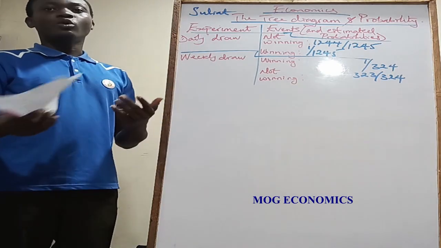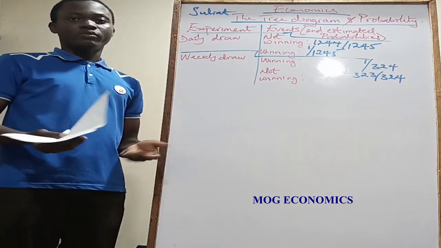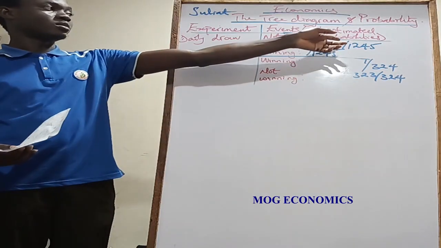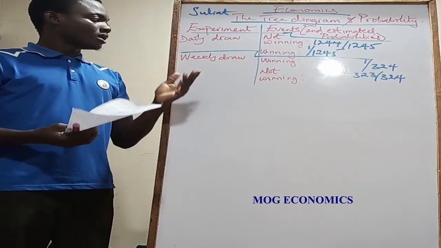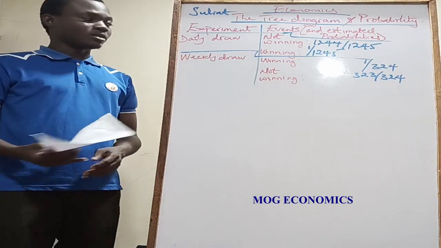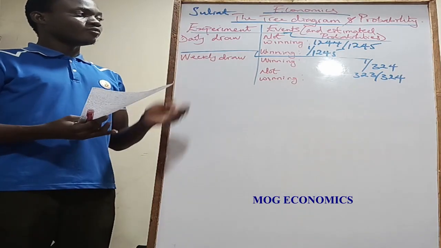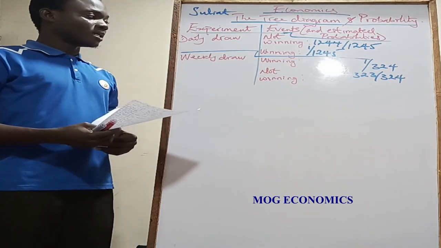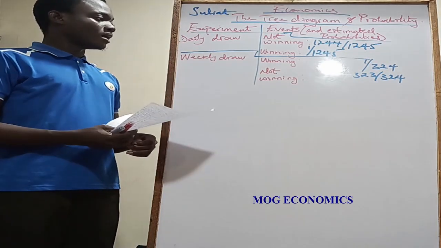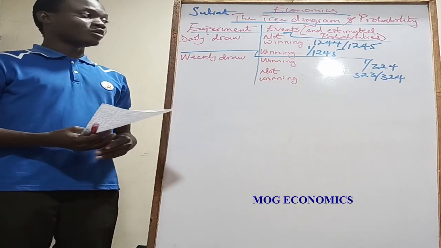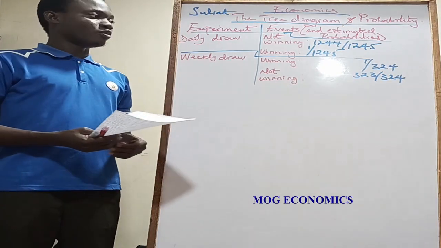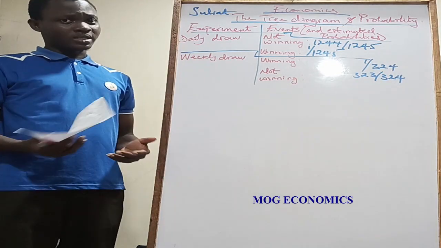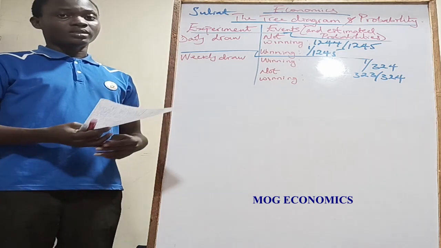And then the probability of not winning it is going to be 1 minus 1/1245. Then to win a weekly draw, which is a different thing entirely, the probability of winning is 1/324. And the probability of not winning it is going to be 1 minus 1/324, which is 323/324. That's something that we understand.